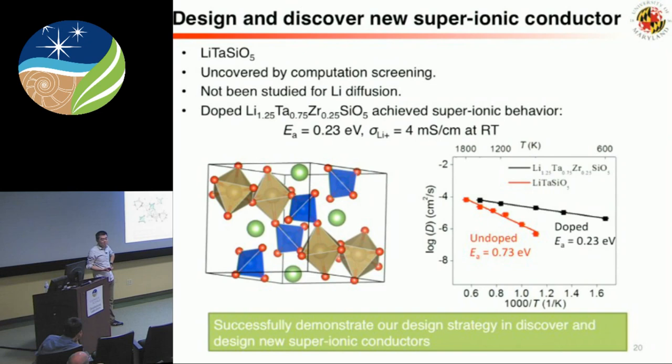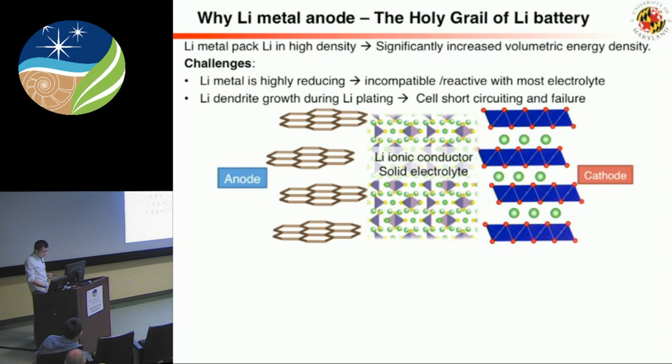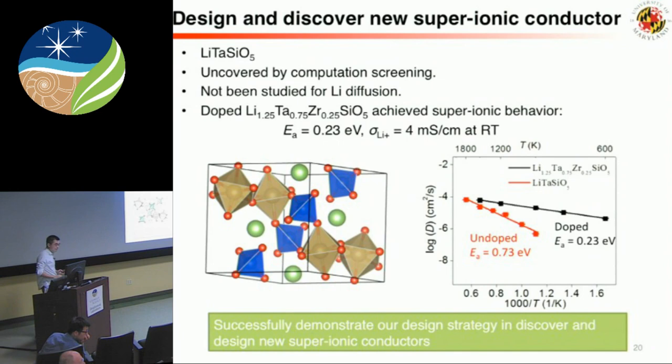What we find is that once you add this lithium into the high energy site, the activation energy drops significantly. This has a very high lithium ion conductivity of about 4 millisiemens per centimeter, which is comparable to the best oxide-based superionic conductors out there. Through this, we demonstrate how we can get novel insight through computation, apply it as a design strategy, and discover and design a new material.